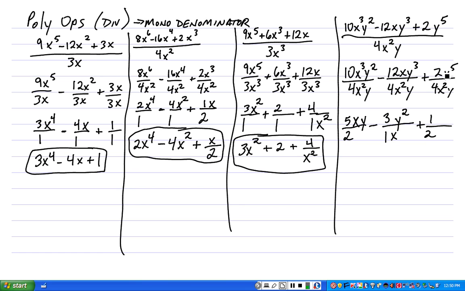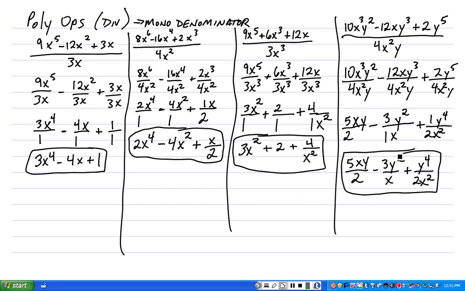I don't have any x's in the top. I have x's in the bottom, so I keep them in the bottom. I have a y to the 5th in the top, a y in the bottom. 5 minus 1 is 4. Because the bigger y is in the top, I write my answer in the top. So when I simplify my answer, I end up with 5xy over 2 minus 3y squared over x plus y to the 4th over 2x squared. And that would be my final answer.